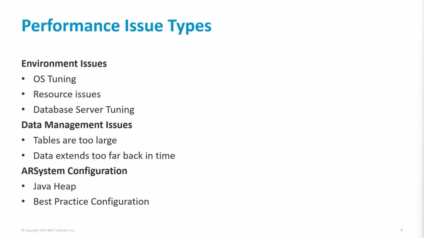Now let's look at some of the common types of performance issues that you're likely to run into. You may run into issues with your environment. This includes OS tuning, such as kernel tuning parameters, swap space, page file size, and more. This could include resource issues such as inadequate CPU or memory. It could also include database server tuning, which could again go back to resources or any other of the many settings that the database vendors allow you to use to configure the database.